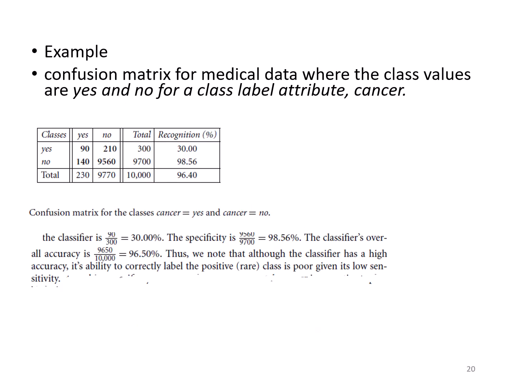A confusion matrix for medical data, where the class values are yes and no for a class label attribute, is shown on the table. Confusion matrix for the class label classes cancer equals yes and cancer equals no. The sensitivity of the classifier is 90 divided by 300, equal to 30%. Specificity equals 98.56%. The classifier's overall accuracy is 96.50%. Thus, we can note that although the classifier has a high accuracy, its ability to correctly label the positive class is poor given its low sensitivity.